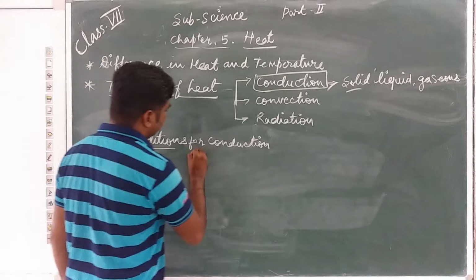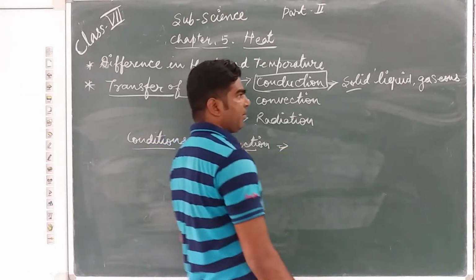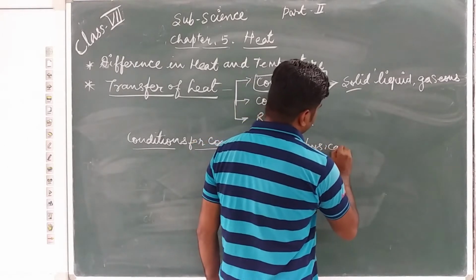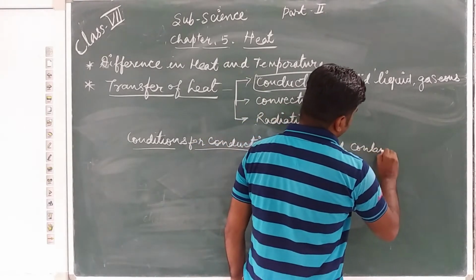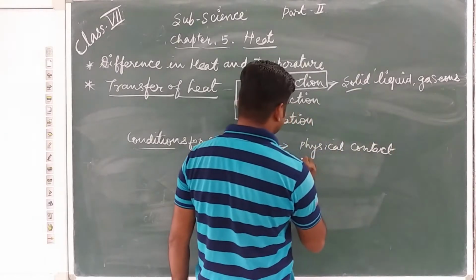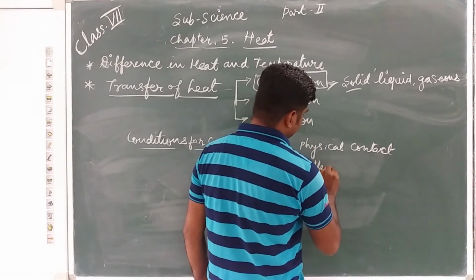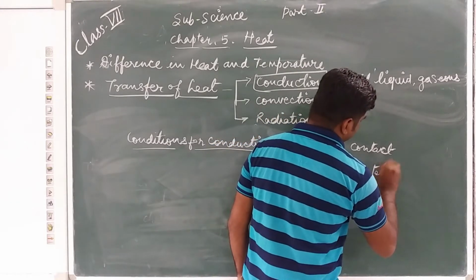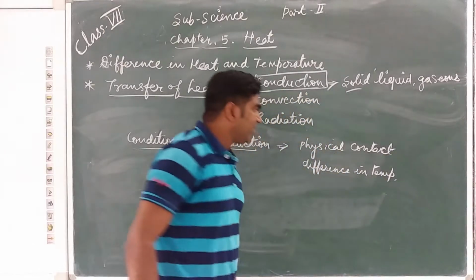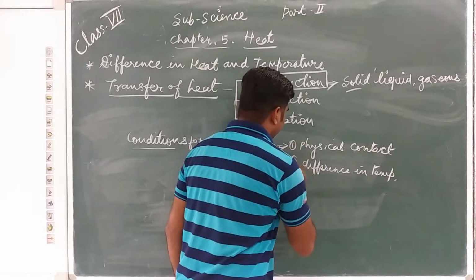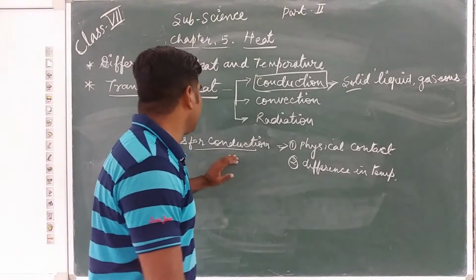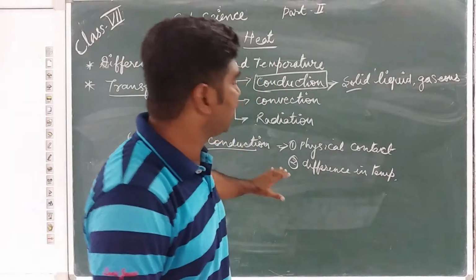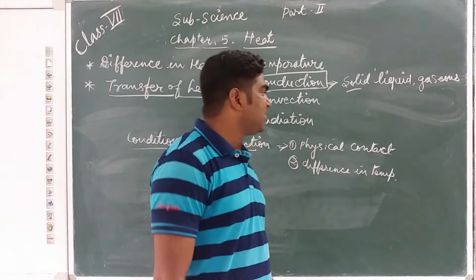Conditions for conduction. First is physical contact, and second, a difference in temperature. These are the necessary conditions for conduction, meaning there are some important conditions that must be met for conduction to be possible. So first, the physical contact.